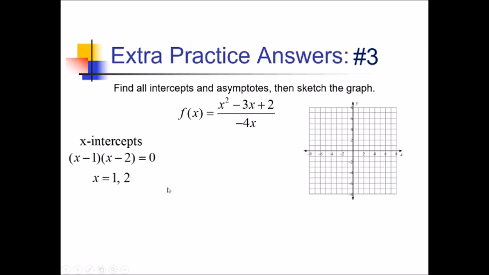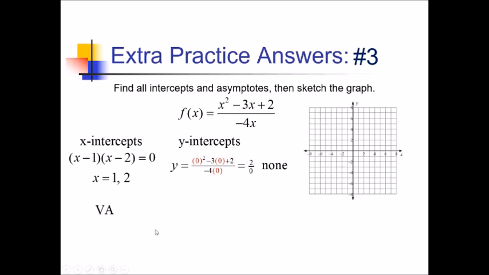Next, for the y-intercept, we're plugging 0 in for all the x values in the original function. And if I do that, everything in the numerator is zeroed out except for 2. In the denominator, we just have 0. So that's actually undefined, meaning we have no y-intercept.